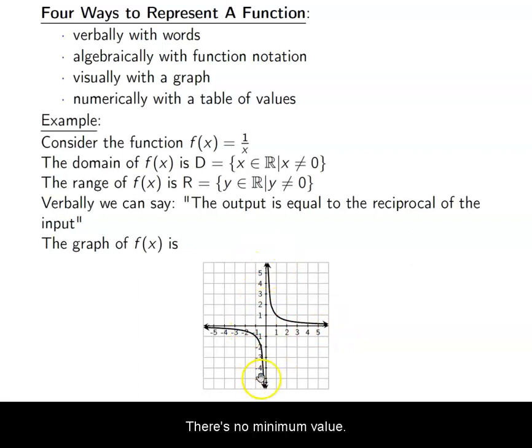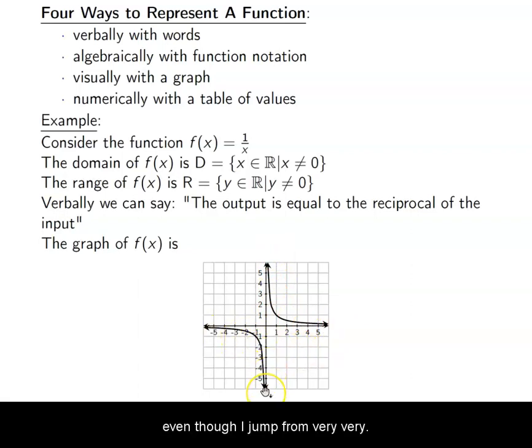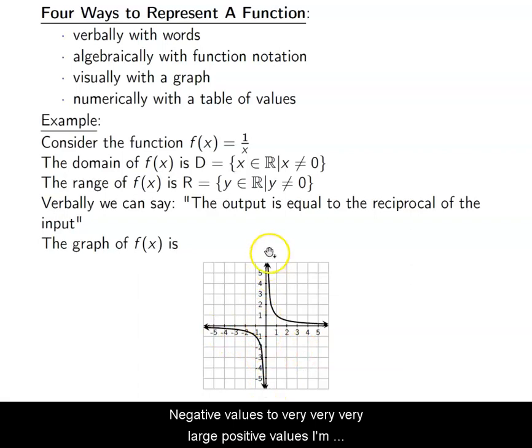There is no minimum value, right? From 0 to infinity, my function is decreasing in value, right? I start large and I end up small. I'm also decreasing in value over the interval from negative infinity to 0, okay? So I have to break this up into two intervals because I have a break here. I have a value that I'm not allowed to plug in, which is 0. So I'm decreasing here, and I'm decreasing here. So overall, my function is decreasing, okay? Even though I jump from very, very negative values to very, very large positive values, I'm still decreasing overall.